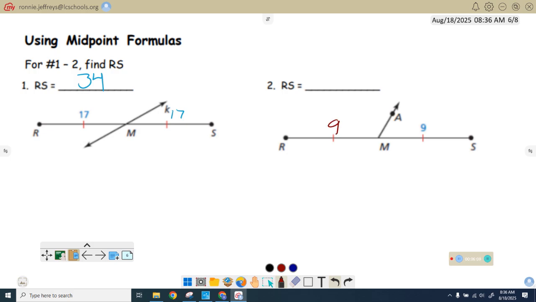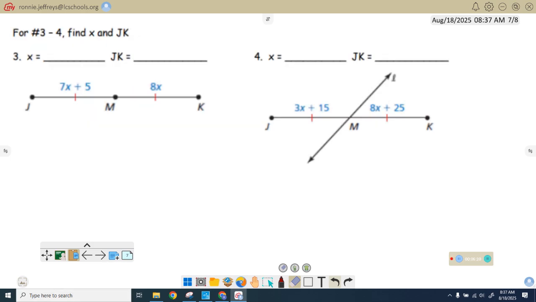All right, so 9 and 9. Okay, 9 plus 9 is, oh wait, nope, never mind, I can't even. Moving on. Okay, sorry. We was trying to do it even when I said we weren't going to.